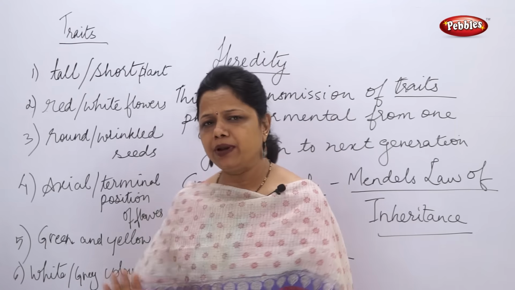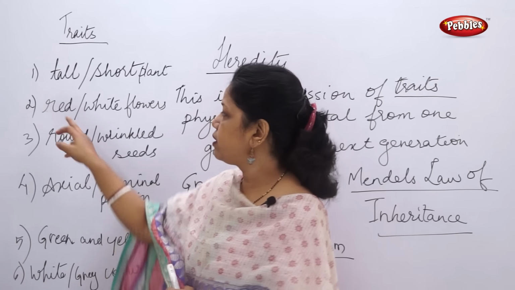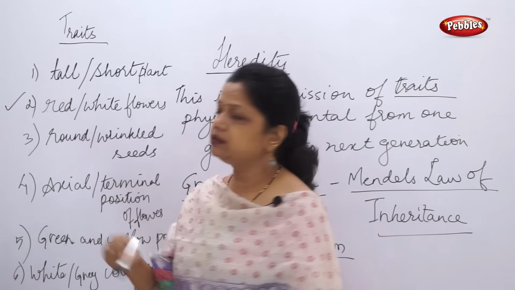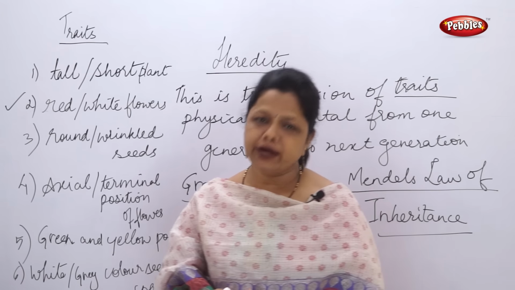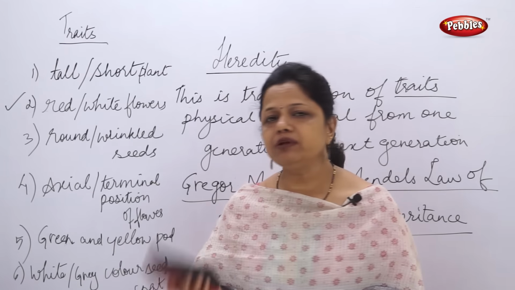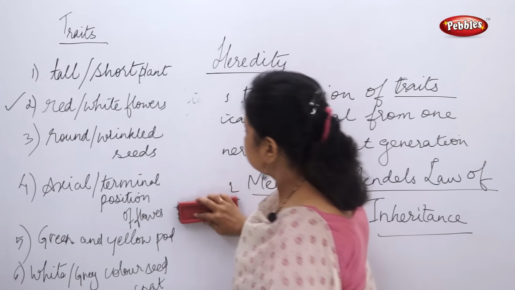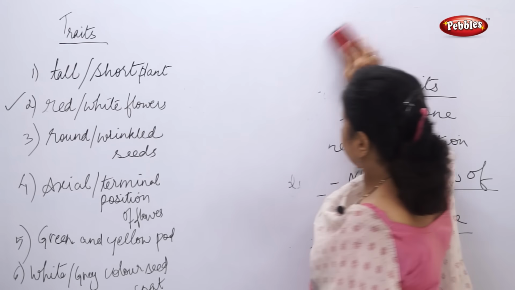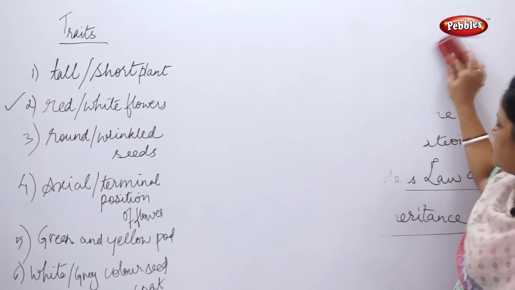So in the simple experiment, he took red and white flowers. He considered the traits red flowers and white flowers. He called one dominant and one recessive. So let's see how this crossing took place. And he gave it the name monohybrid cross.